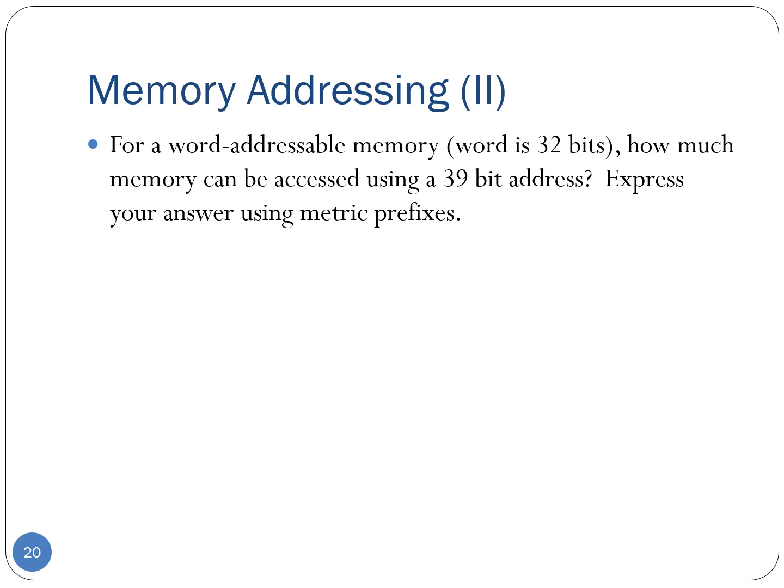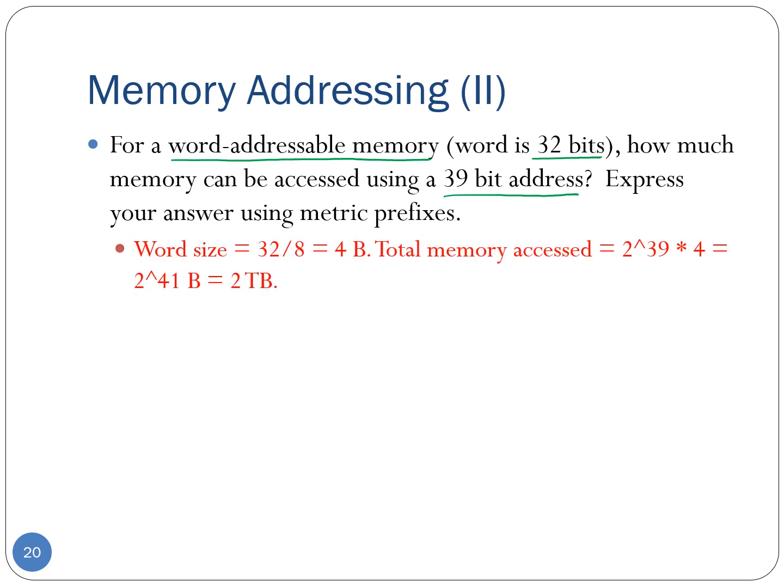So the third problem here is also a similar problem, but the difference is this is a word addressable memory where every word is 32 bits. And the question is how much memory can be addressed or accessed if the memory addresses are 39 bits. Okay, so once again, using 39 bits, 2 to the power 39 words can be addressed.